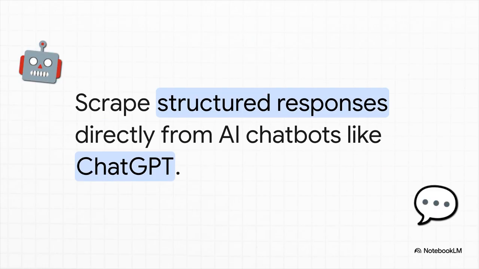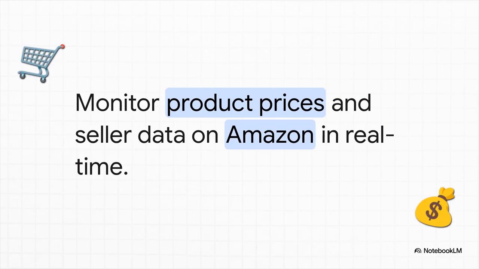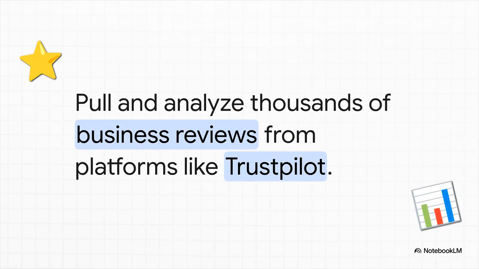You can scrape responses directly from AI chatbots like ChatGPT at scale. You can monitor product prices and seller data on Amazon, all in real time. Heck, you can even analyze thousands of business reviews from places like Trustpilot. It's about seeing the entire digital picture.